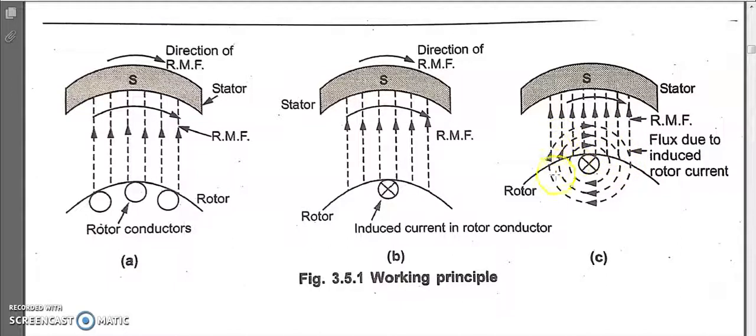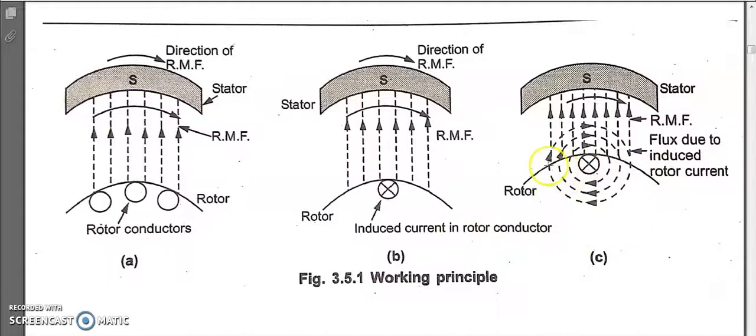So in the left part they try to aid each other, whereas in the right part they will try to cancel out each other. So there a Lorentz force is created. Hope you know what Lorentz force is. That will be in the direction from left to right. So this rotor will try to move from left to right, in a circular fashion.